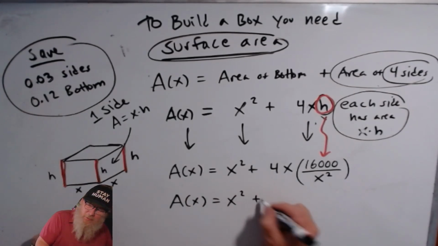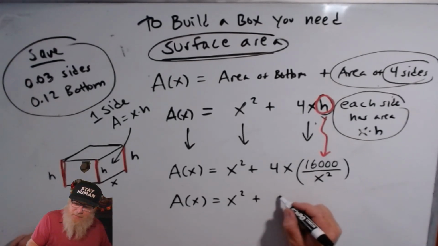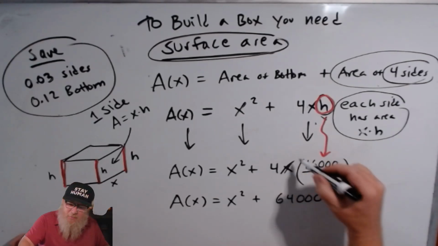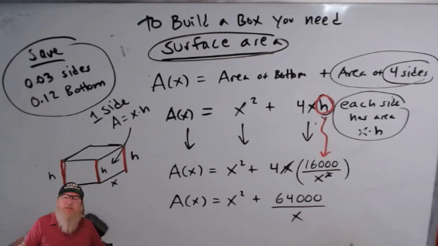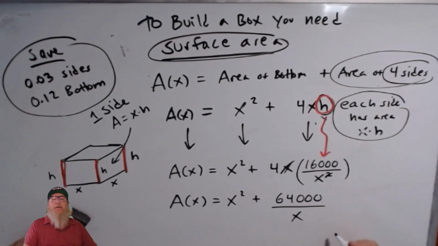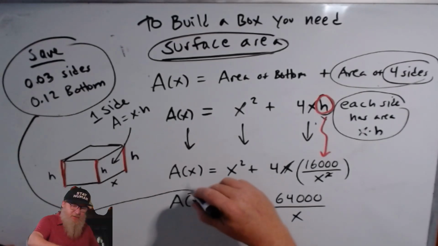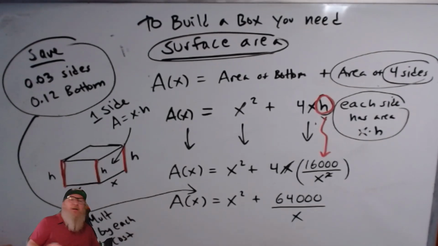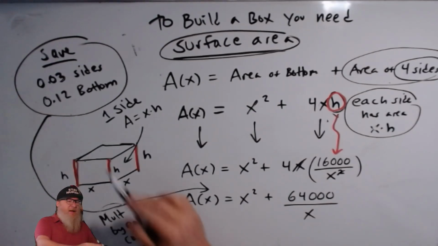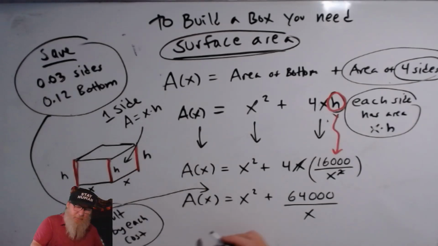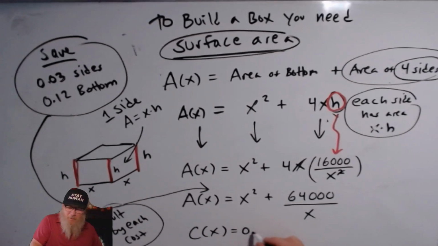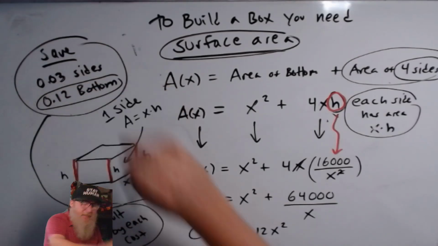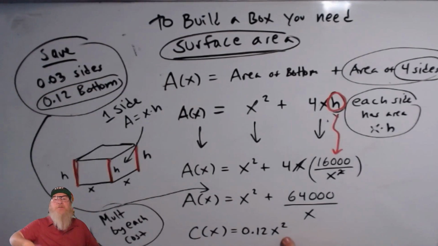So let's write this down one more time. That's going to be 64,000, 4 times 16,000. And then I'm going to cancel one of the x's and just say over x. All right. Now we're ready for cost. So multiply by each cost. And you have to do it in the right place. So the x squared is the bottom. So 0.12 x squared. So the cost of the bottom is per square inch. So that's your square inches for the bottom.